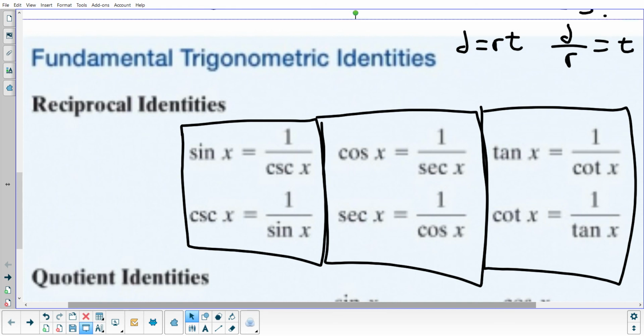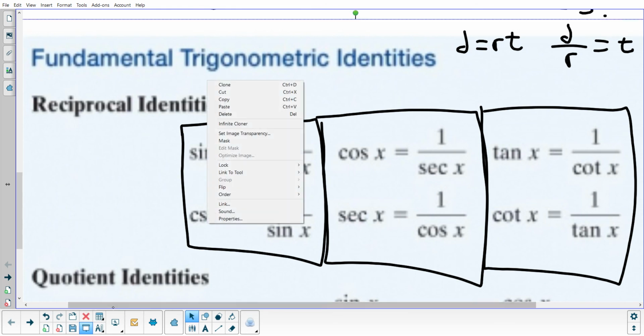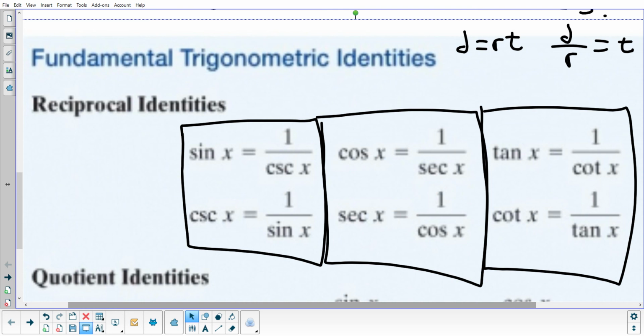So if you flip the sine, you get the cosecant. If you flip the cosecant, you get the sine. If you flip cosine, you get secant. If you flip secant, you get cosine. It just changes it back. Okay, so these are called reciprocal identities. Again, there's really 3 of them.